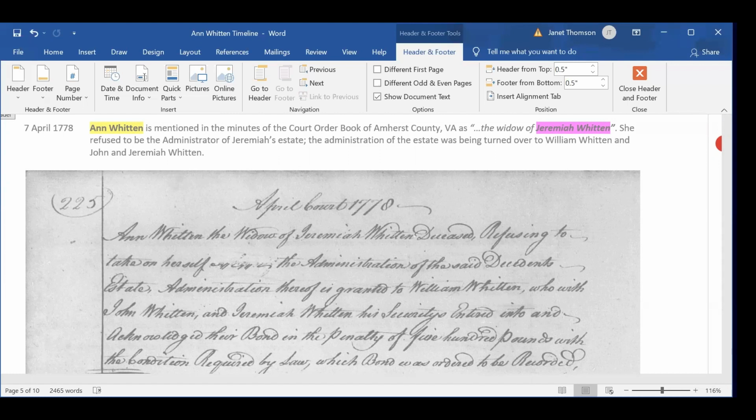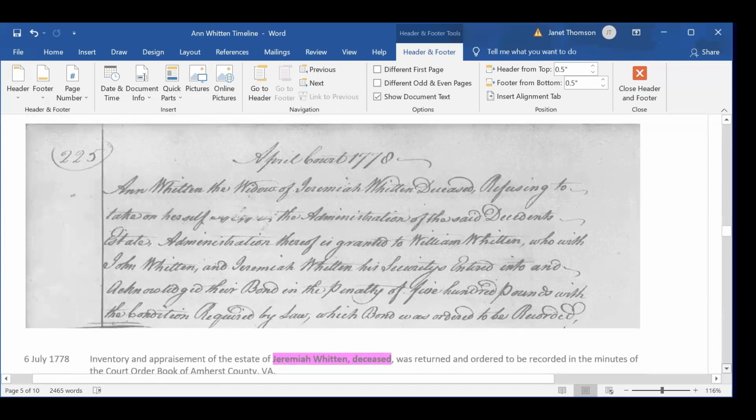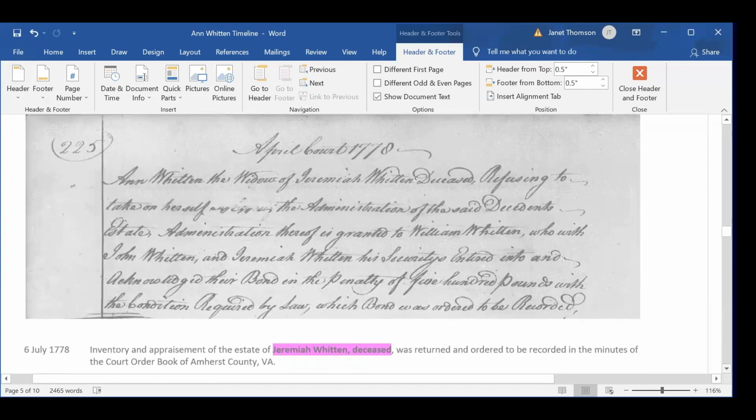So he's died. She refused to be the administrator. So it was turned over to William Whitten and John and Jeremiah Whitten. All those names being repeated again and again. That's a toughie. But you notice what she's done is she's also given you the context and given herself the context of the original document. They're beautiful because they're so legible. Yeah, I've been very lucky.